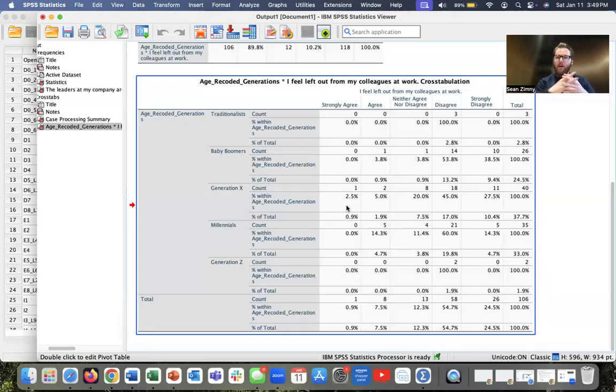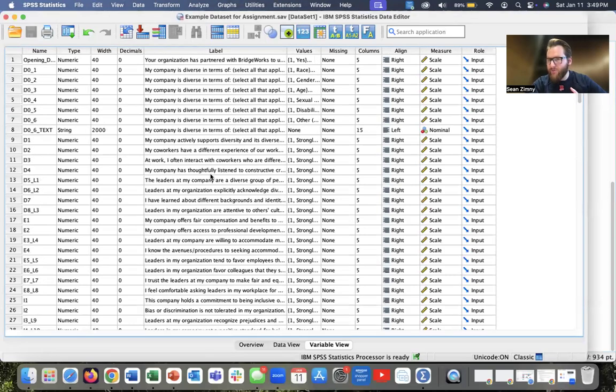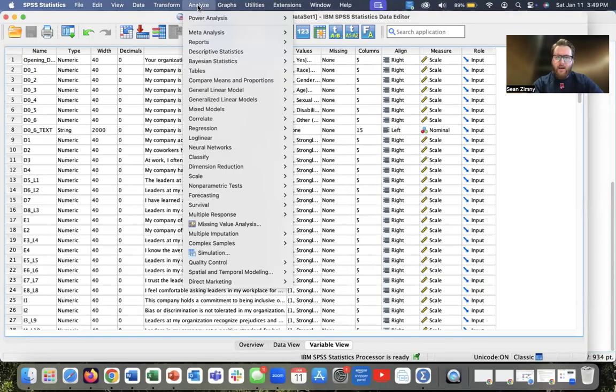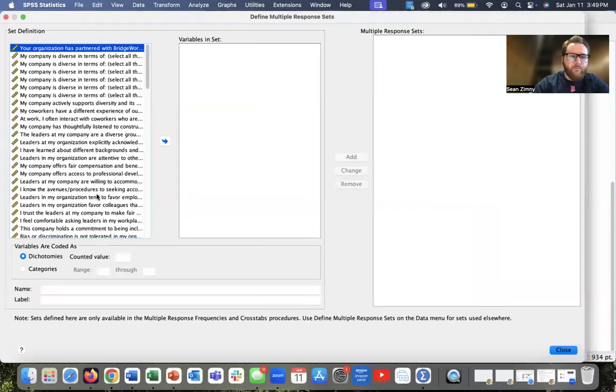So you could do that, so you could do generations, you could do gender, you could do sexuality. Let me show you how to run it for the race category, because race was a multiple option. Remember, they could select multiple races. So let's go to Analyze, Multiple Response, Define Variable Sets. And you're going to want to define race.